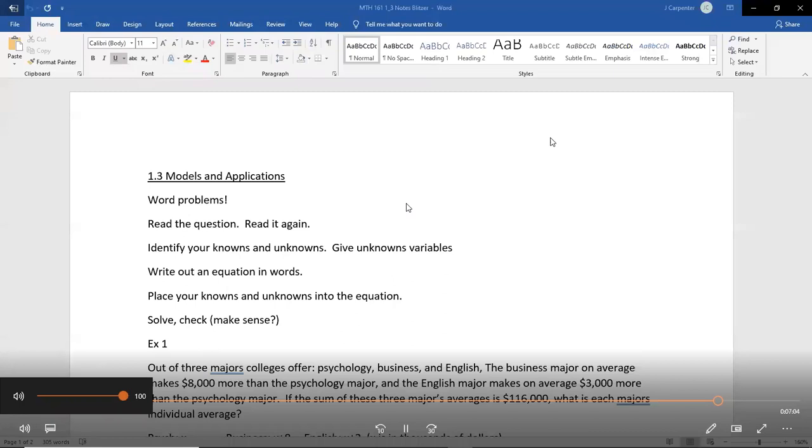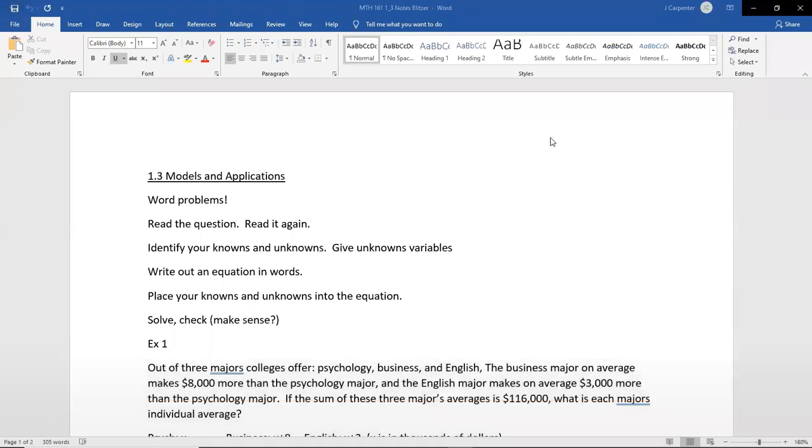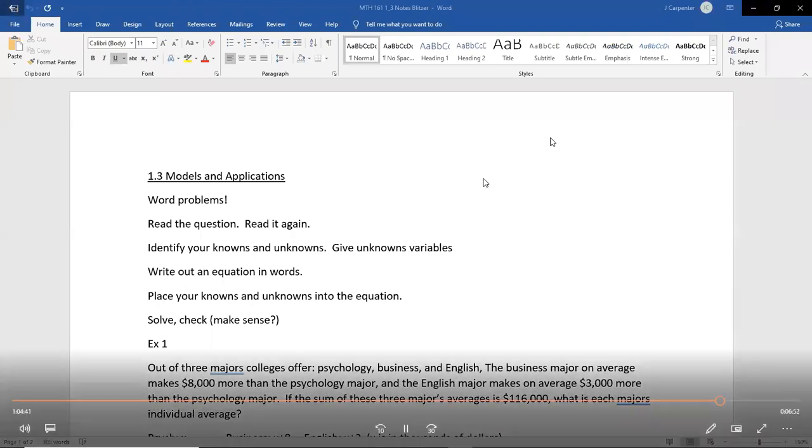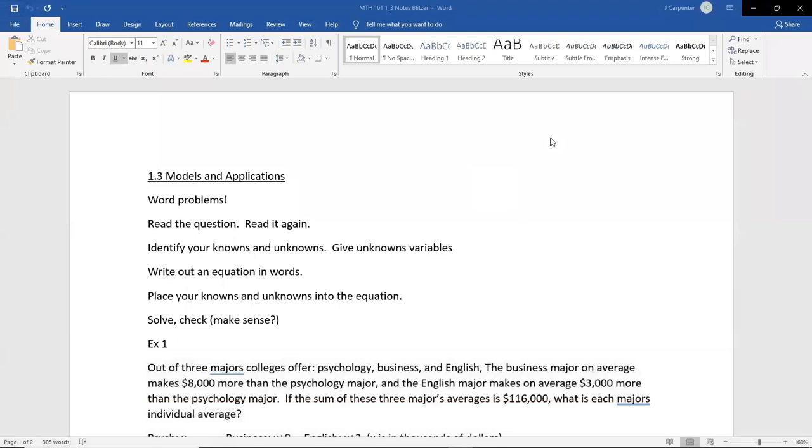1.3, models and applications. So I've got some stuff that's kind of pre-written. I pre-type something sometimes. Sometimes I like doing it on the fly. I'm weird. I don't like prepping everything, and I don't like doing everything on the fly. I like a little mix and match. Especially when they're application problems, I'd rather have them go ahead and typed ahead of time when possible, as you'll see later.